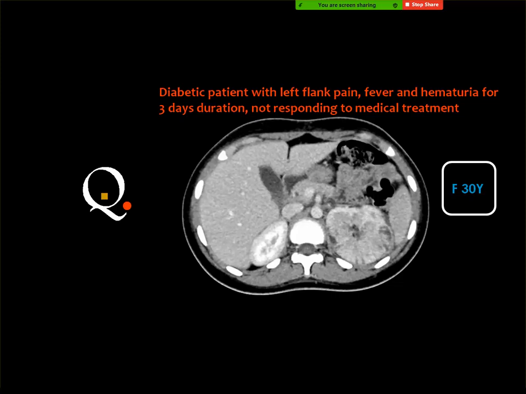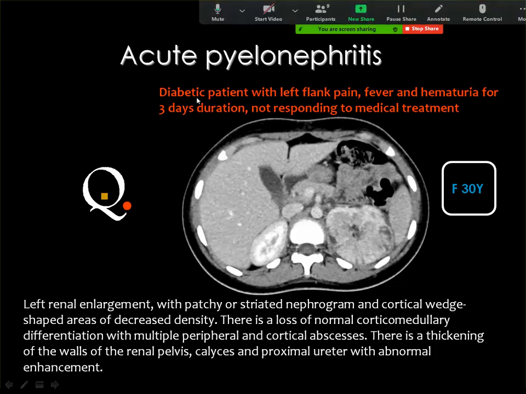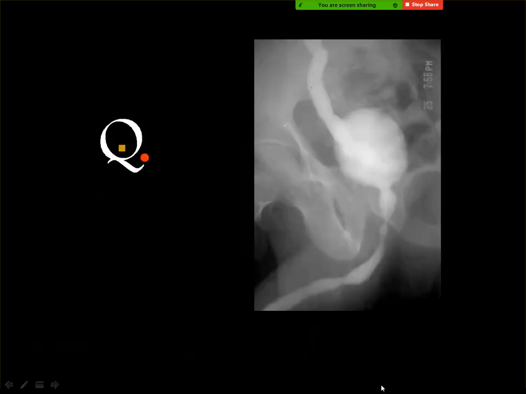Pyelonephritis. Acute pyelonephritis. This patient is diabetic with pain and hematuria, and you see that the kidney is enlarged, the excretory function is poor, and there is a striated nephrogram, and you may see some stranding of the perinephric fat. All these are the criteria of acute pyelonephritis.